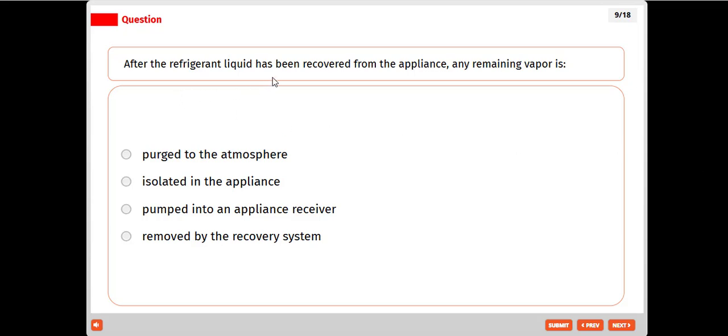After the refrigerant liquid has been recovered from the appliance, any remaining vapor is: purged to atmosphere, isolated in the appliance, pumped into an appliance receiver, or removed by the recovery system? Okay.